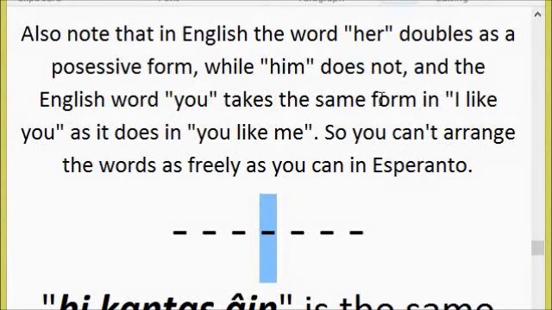And the English word you takes the same form in "I like you" as it does in "you like me," even though I becomes me. So you can't arrange the words as freely as you can in Esperanto.